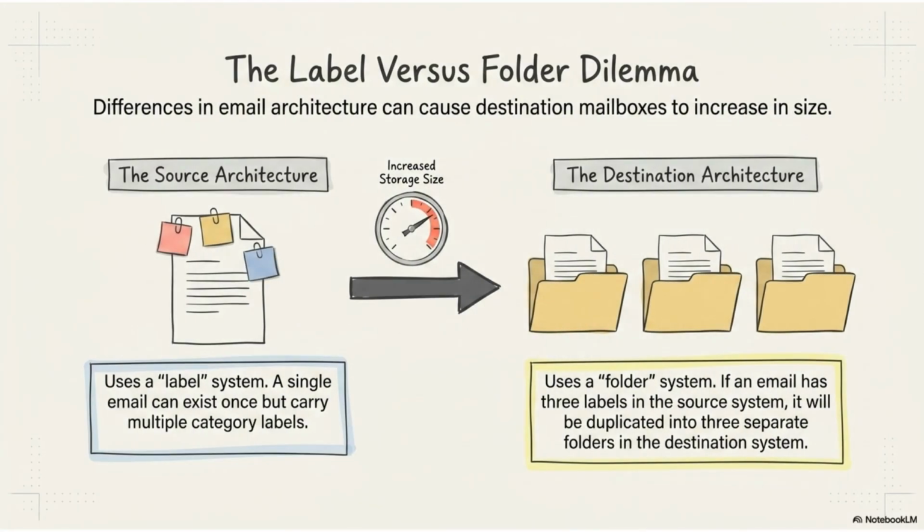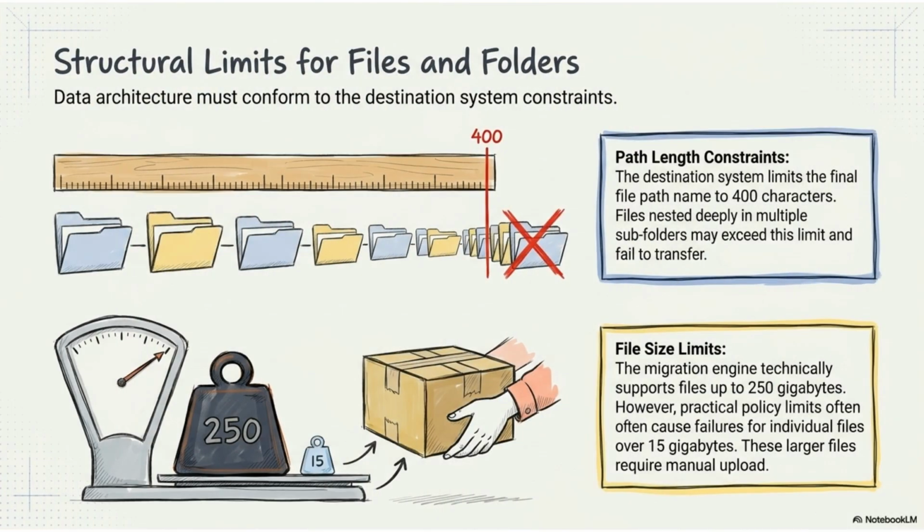This is one of the most important structural differences to understand when migrating Gmail to Outlook, and it directly affects your storage. Gmail uses a label system. That means a single email can exist once in the mailbox, but carry multiple category labels simultaneously. Outlook, on the other hand, uses a folder system, where each email physically lives in one place. So here's the problem. If an email in Gmail has 3 labels applied to it, the migration process will duplicate that email into 3 separate folders in Outlook. Multiply that across thousands of emails, and you can see how mailbox sizes can increase significantly after migration. Plan your storage accordingly.